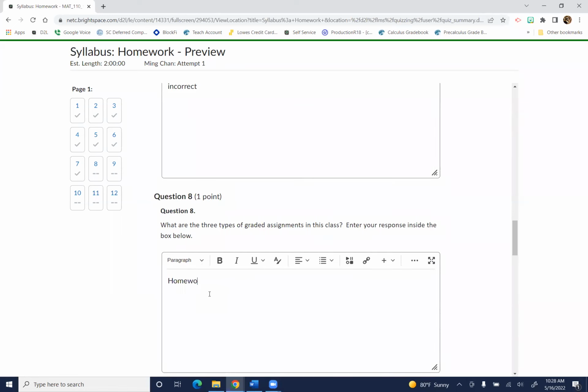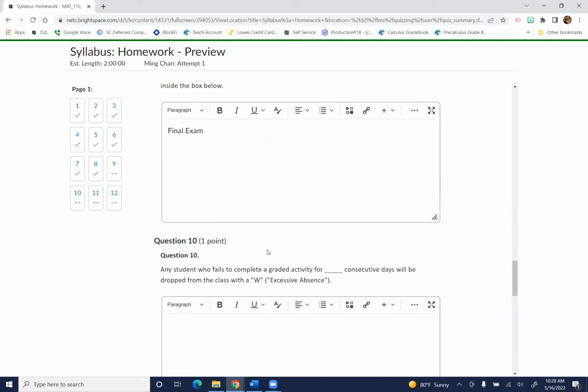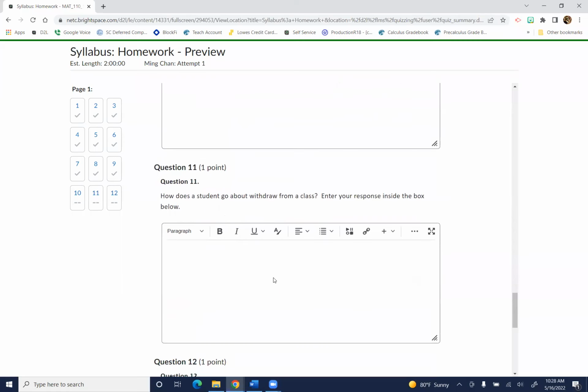All right, what are the three types of graded assignments? We have homework, notes taken, and the final exam. What is the last assignment of this course? The final exam is the last assignment. For how many consecutive days of failing to complete a graded activity will a student be dropped from the class due to excessive absence? 14 consecutive days.